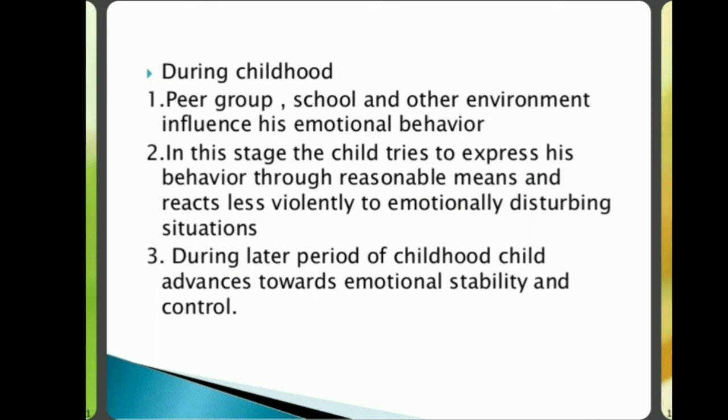Let us see how emotional development occurs during childhood. Peer group, school, and other environments influence emotional behavior. These all influence his behavior. In this stage, the child tries to express his emotions through reasonable means and reacts less violently in emotionally disturbing situations. When the child is an infant, he will express his emotion in whatever way he can. For a small thing, he will cry, and for a small thing of joy he will show his happiness. So from childhood he will stop his emotional expression or show less violent expression.